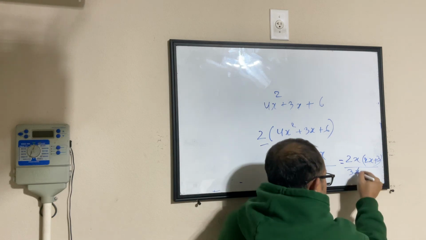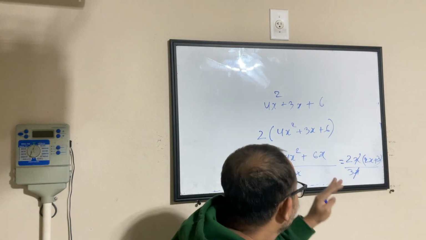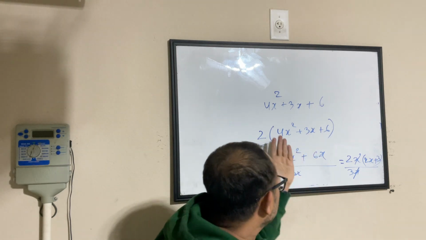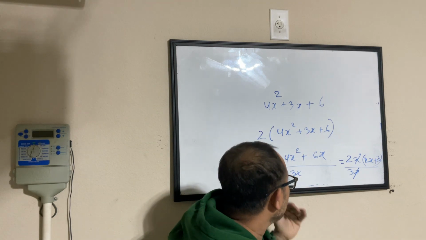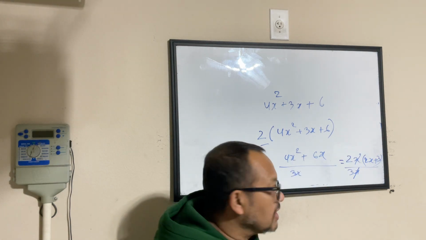You can knock off this x with this x and you have the answer. So the concept of equivalent expression, or taking something common out, or dividing by something common between numerator and denominator, that also helps you solve the problem.